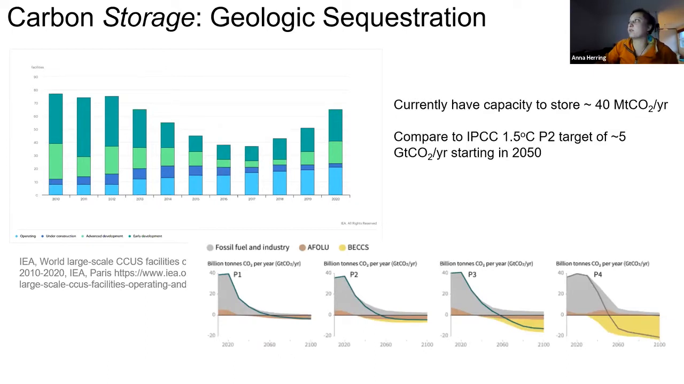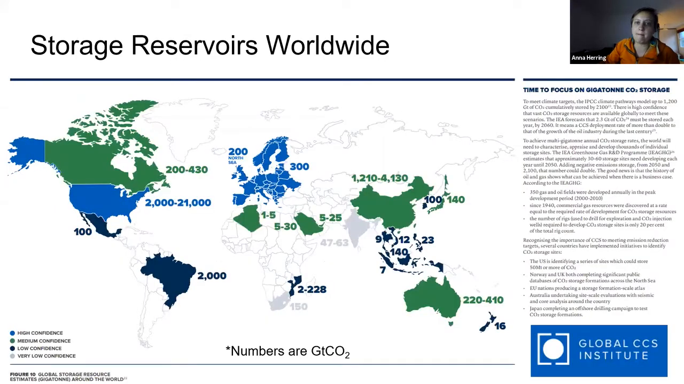Okay, but again, we can compare this to what we know is needed, and we can still see that currently we're less than 1% of what we know is going to be needed by 2050. Okay, so this is an image showing possible storage sites and capacities worldwide. I think this shows that there is potential here. We have the storage capacity that's needed to meet the demand for storage. But the problem is that we still need to actually develop these sites.